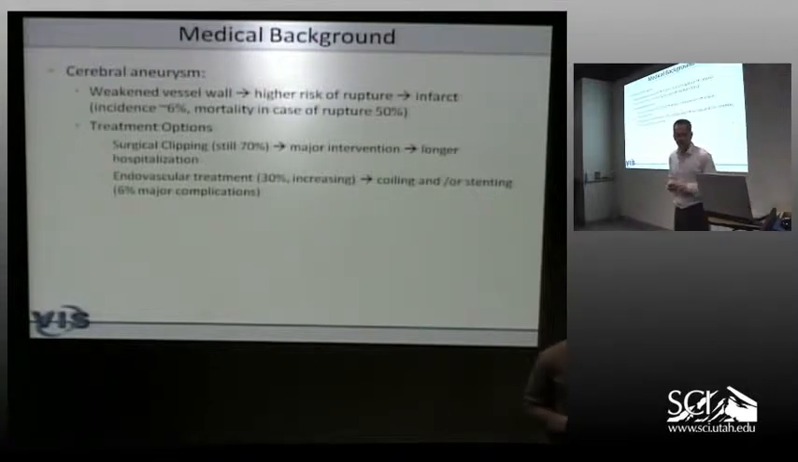Cerebral aneurysms are characterized by a weakened vessel wall, which leads to a risk of rupture. And the incidence of this is quite high, 6%. So one must be afraid that at least one of us also has a cerebral aneurysm. In case such an aneurysm ruptures, the mortality rate is really high. 50% die within the first month after rupture of this aneurysm.